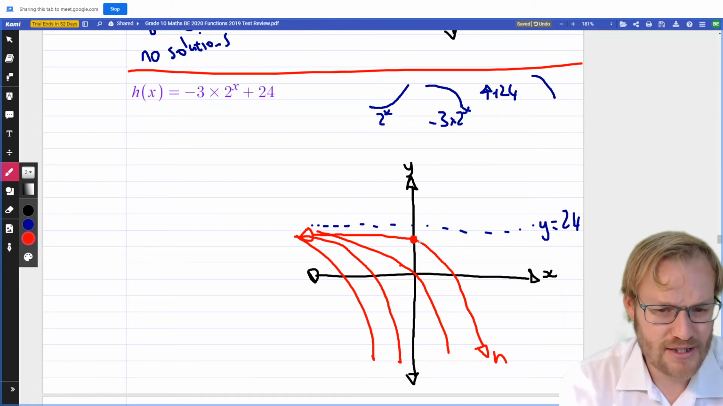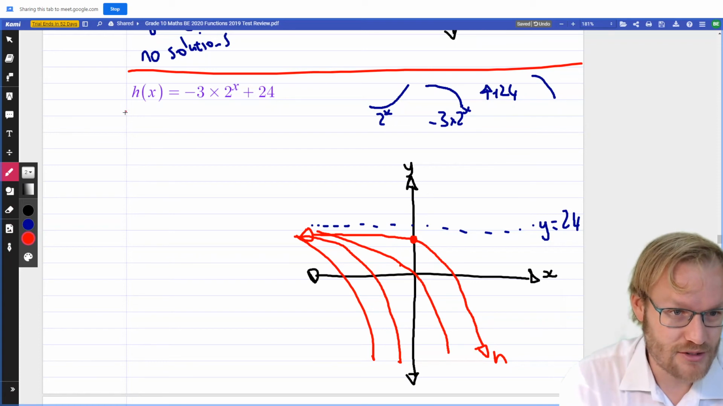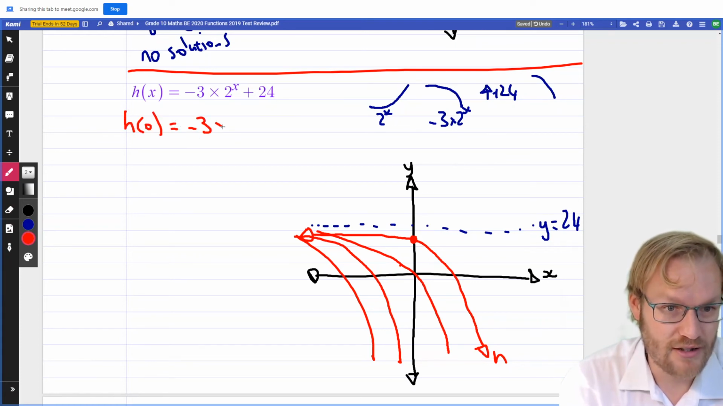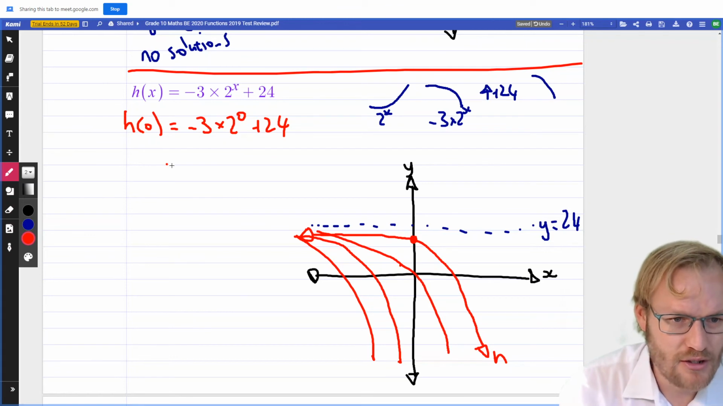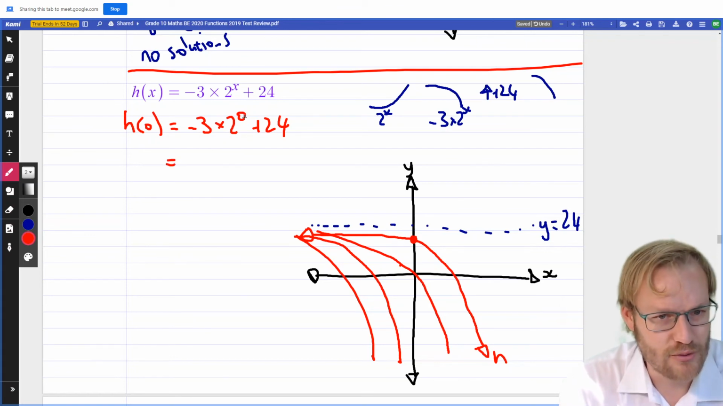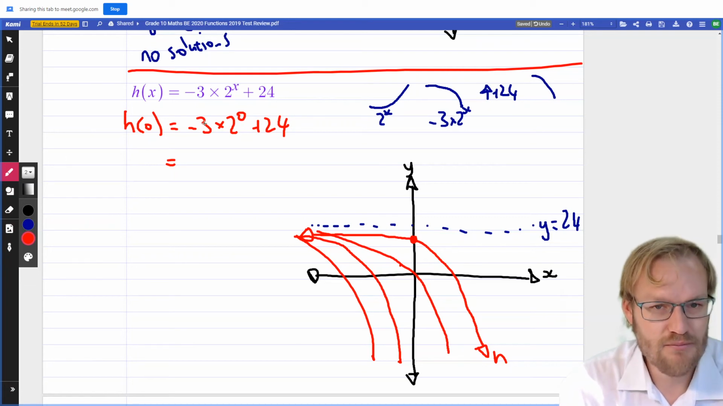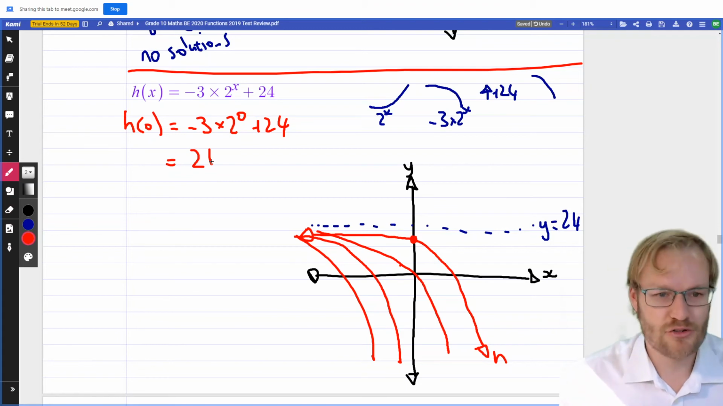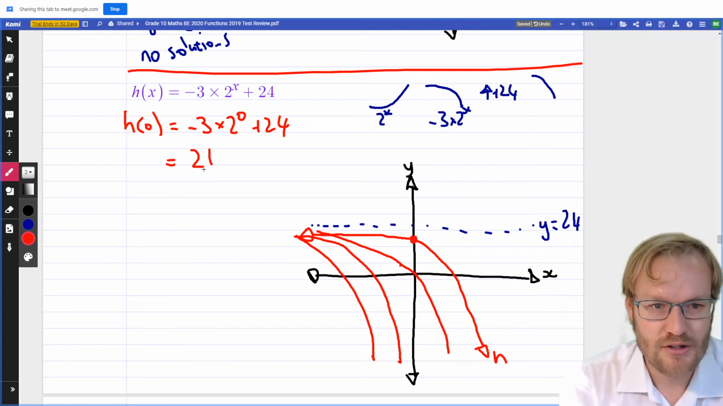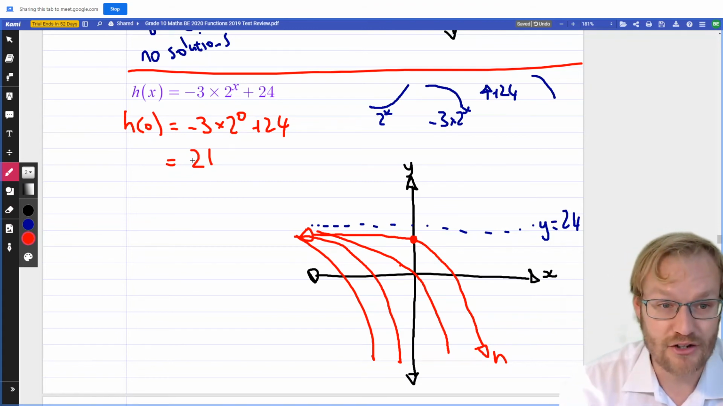Well, for the Y-intercept, we know that x equals 0. So let's see what happens. H of 0 equals negative 3 times 2 to the 0 plus 24. Okay, so if the input's 0, what's our output? 2 to the 0 is 1. 1 times negative 3 is negative 3. Negative 3 plus 24. Cool. Good to go. 21. So our y value at least is 21.